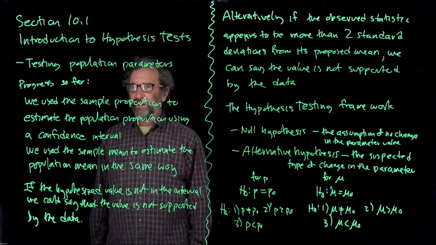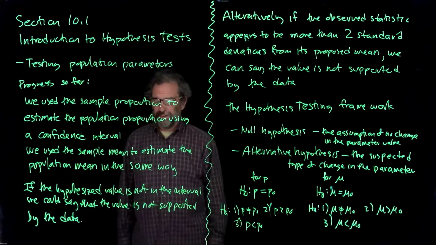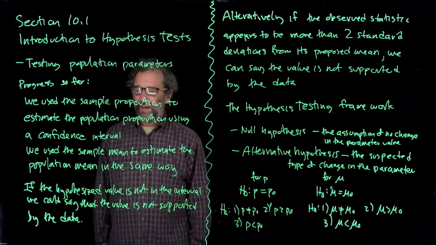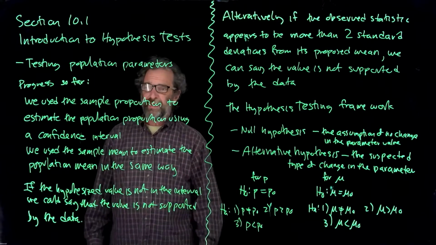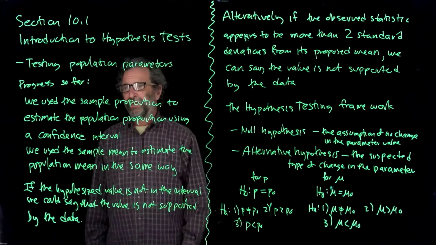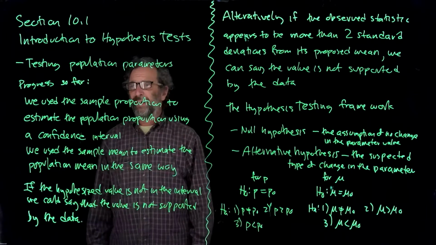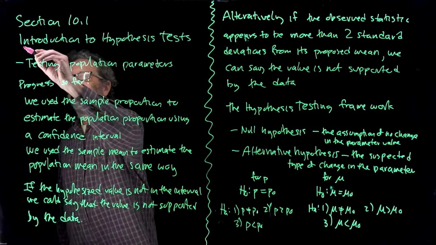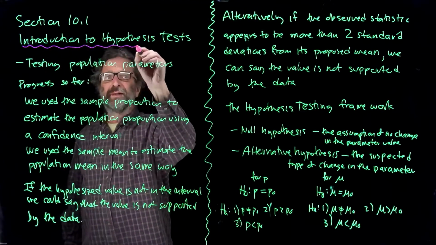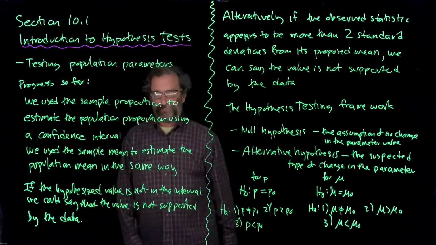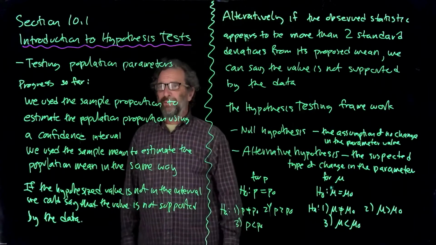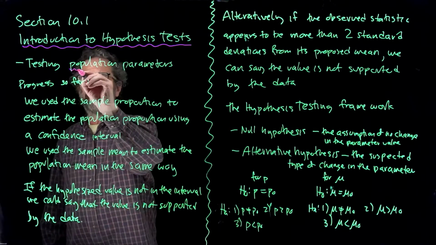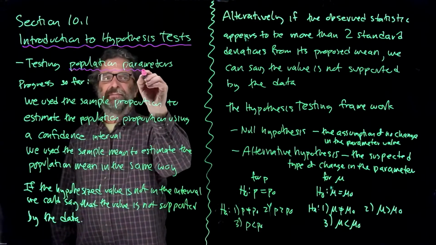We are just looking at a couple of examples, but it's one of the primary techniques people use to determine whether or not it looks like there's been an impact because of a treatment or if there's been a change in conditions based on the sample. And here we go. So it says up here, section 10.1, introduction to hypothesis testing. So what hypothesis testing does is it tells you whether a certain value of a population parameter is supported by the data.